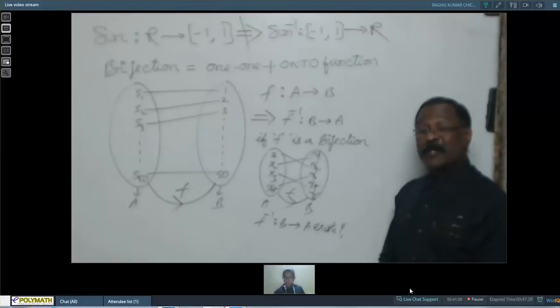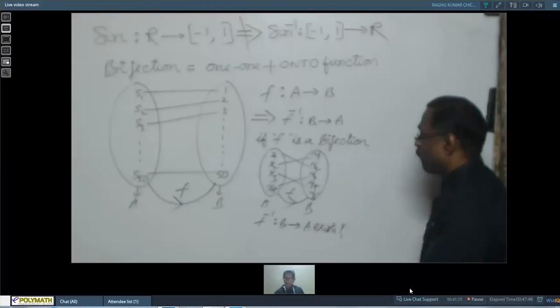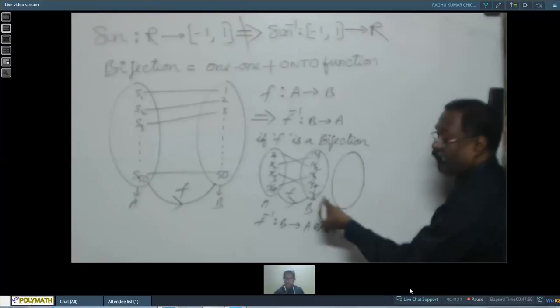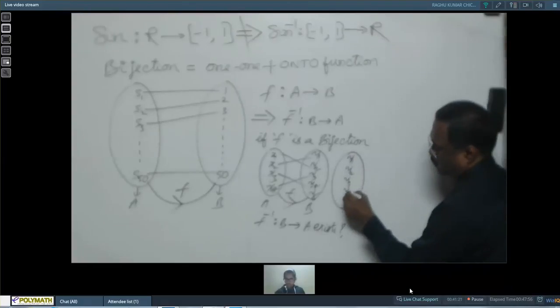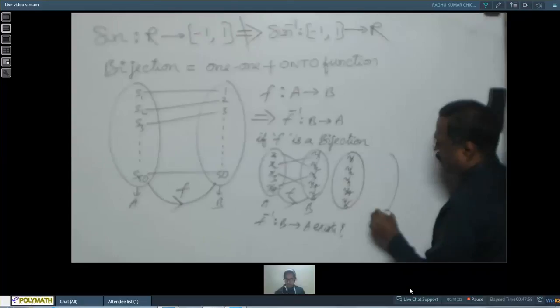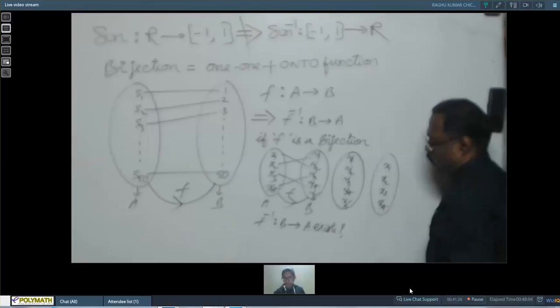No, it's not a bijection. I said it is only a one-one function, beta. Right, is every element in B having a pre-image in A? No, y5 does not have one. It is like this. So it's not onto. That's what you have to understand.